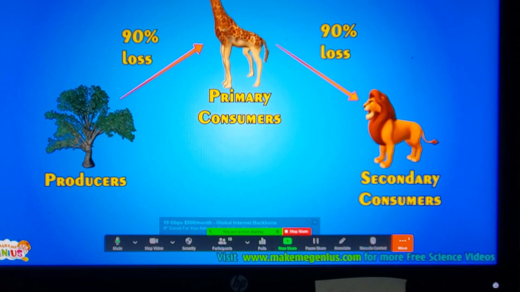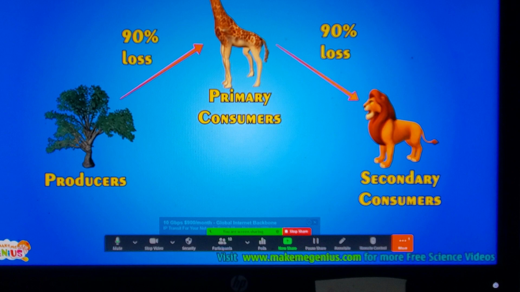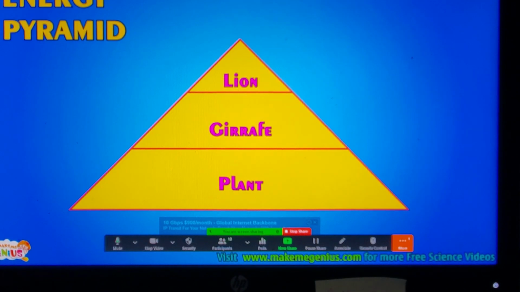So does the giraffe get all the energy from the plant which the plant gets from the sun? Or does the lion get all the energy from the giraffe which the giraffe gets from the plant? The answer is no. Actually, 90% of the energy is lost when it passes from one part of the chain to the other. Like 90% of the energy is lost when the giraffe eats the plant. Similarly, 90% of the energy is lost between the lion and the giraffe. Look at this pyramid. It is called an energy pyramid. This shows that the energy available becomes lesser and lesser as we move to the top of the food chain.